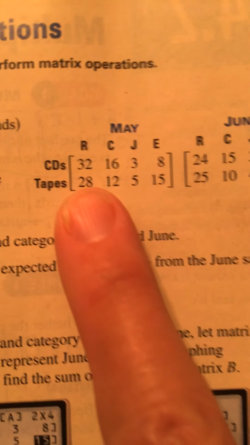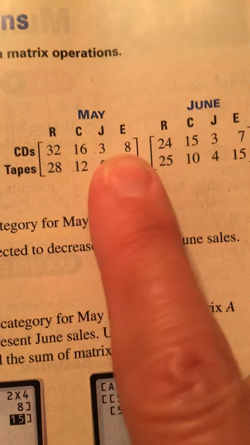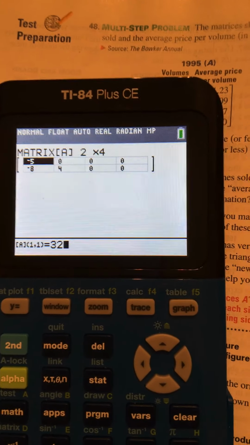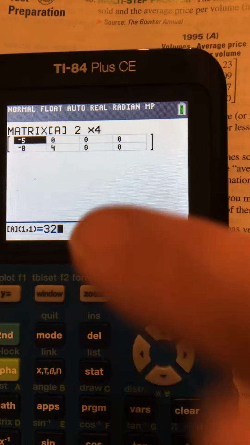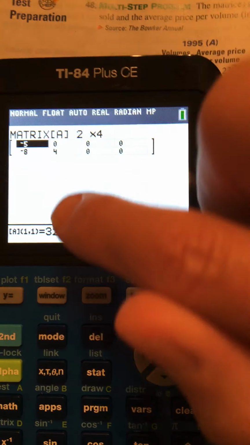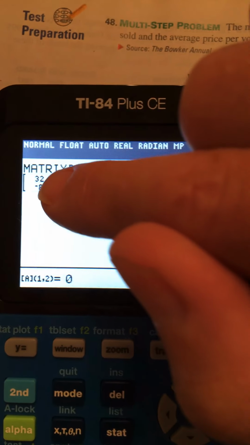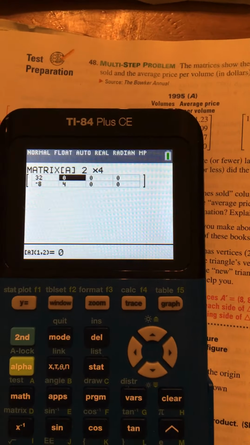Now I'm going to put in these that they want us to, that's in this book. If you are not using that book, that's all right. You put whatever matrix you've got in there. So the first place right here is supposed to be 32. I type in 32 and it's down at the bottom. I hit enter and it pops it up where I want it to go.